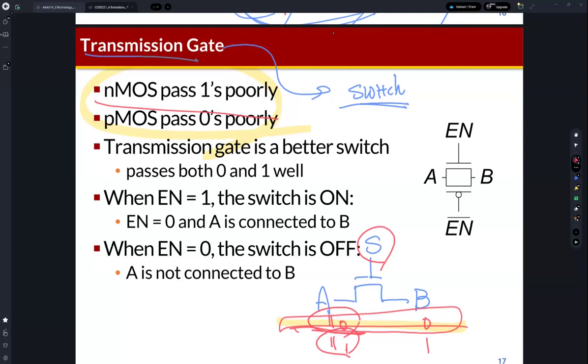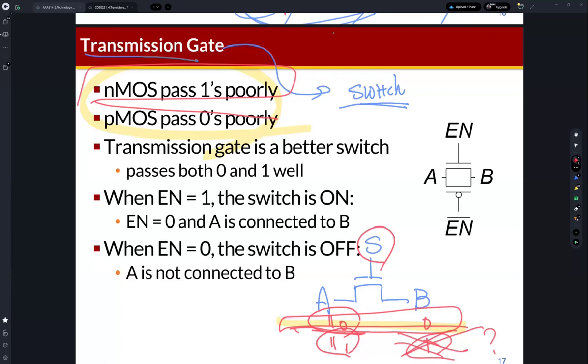But the problem is that if the data of A is 1, high voltage, B should be 1. It needs to be high voltage, but actually we don't know the exact value of B, because the NMOS passes ones poorly. So that's the problem.